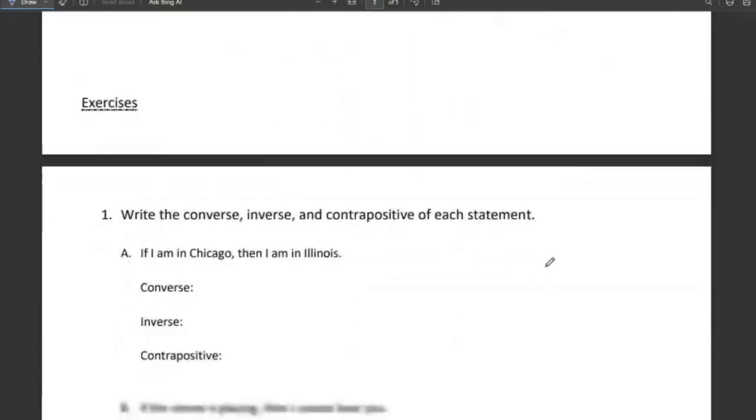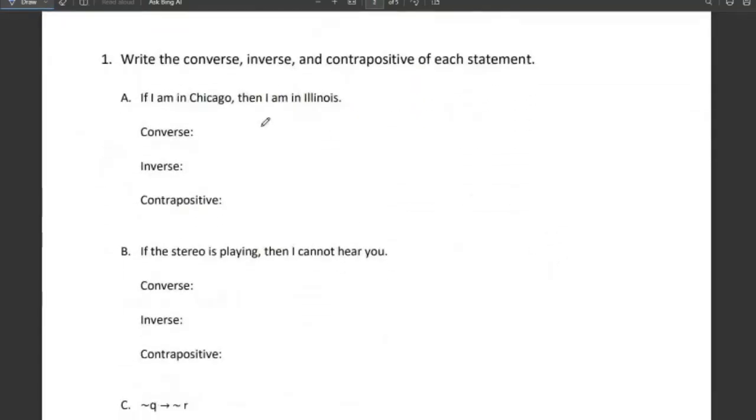All right, so some of our exercises, they want us to write the converse, inverse, and contrapositive of each statement. So A says, if I am in Chicago, then I am in Illinois. So this is going to be our conditional statement. This is what we are given. And this is the one that we are going to be changing and manipulating whenever we find the converse, inverse, and contrapositive.